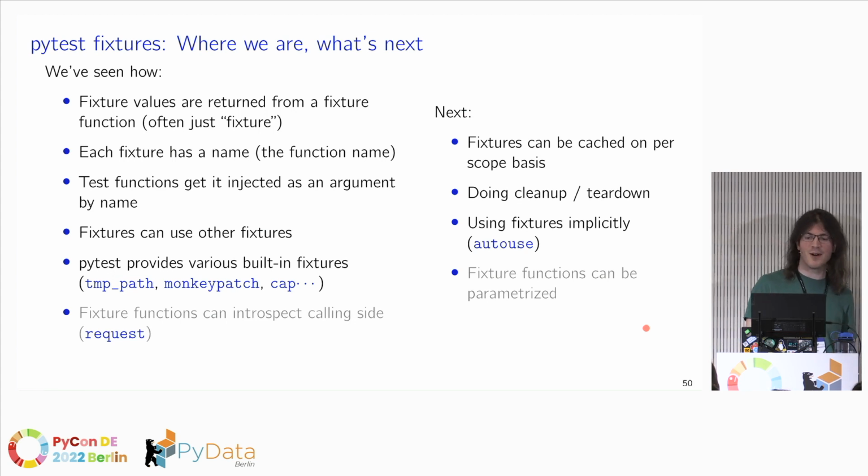Next, we will see how fixture results can be cached with a defined scope. We'll see how to do cleanup from fixtures and how to use fixtures implicitly using Autouse.